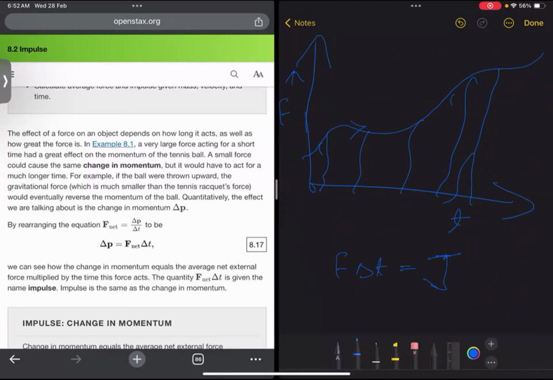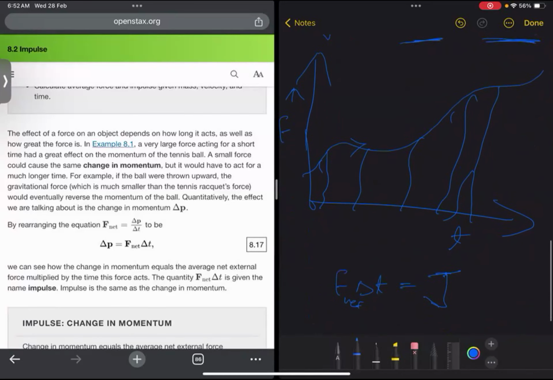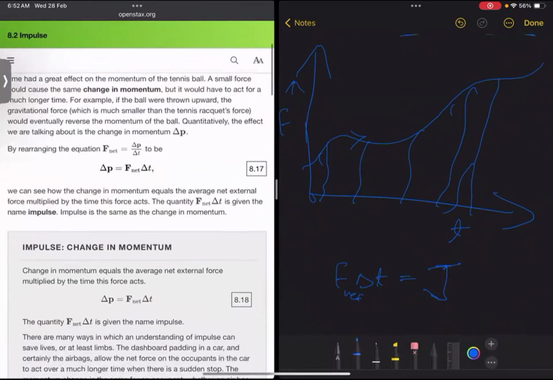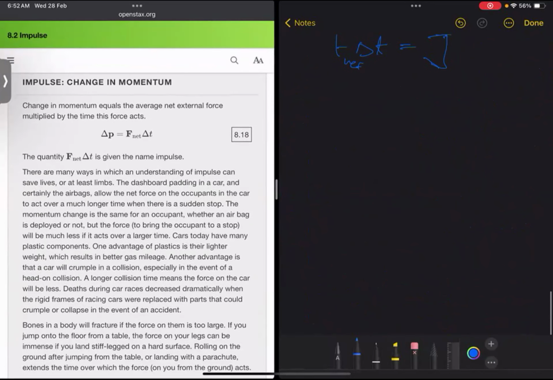Sometimes they can give you the F net and delta t. Sometimes they will give you the initial momentum and final momentum. So to find the impulse, you can use either this formula or this other formula. There are two formulas. This quantity, F net multiplied by delta t, where delta t is the time over which this net force is acting, is called impulse.